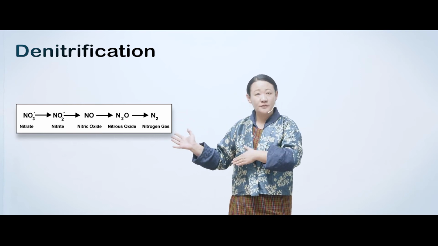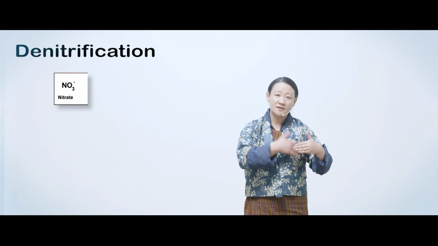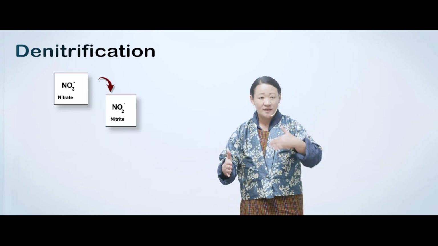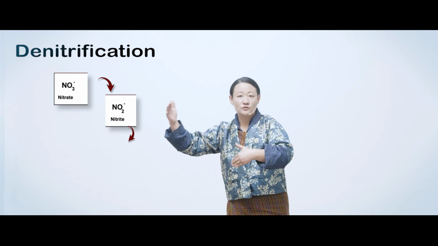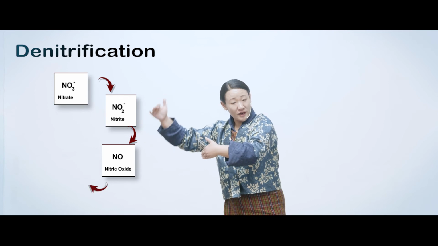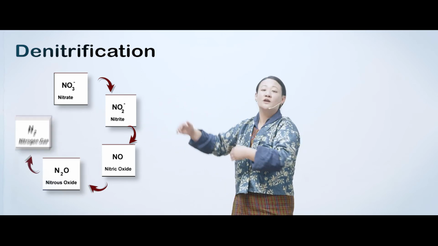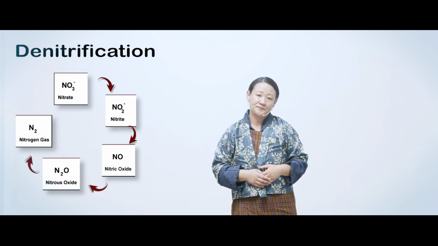Let's observe the denitrification reaction sequence. The nitrate is converted to nitrites. The nitrites are converted to nitric oxide. The nitric oxide is converted to nitrous oxide, and the nitrous oxide is finally converted to nitrogen gas.